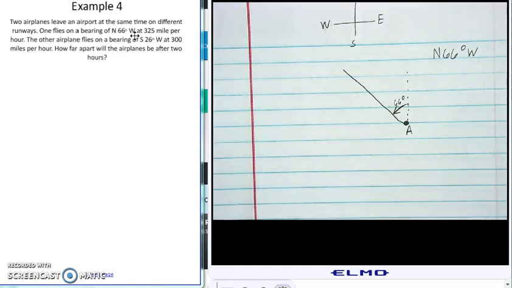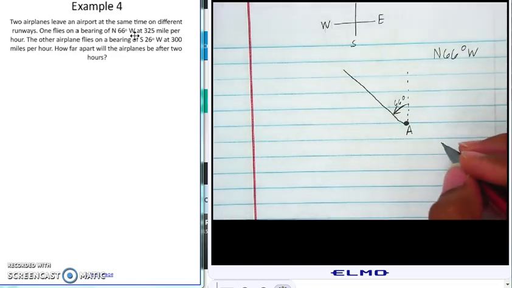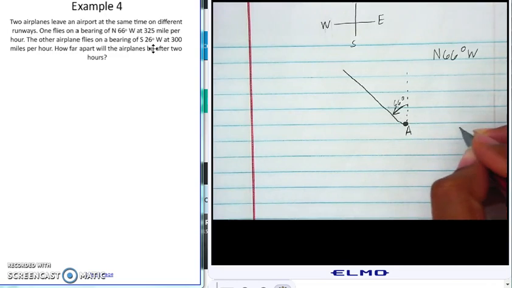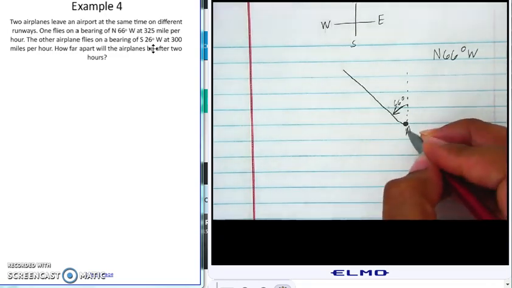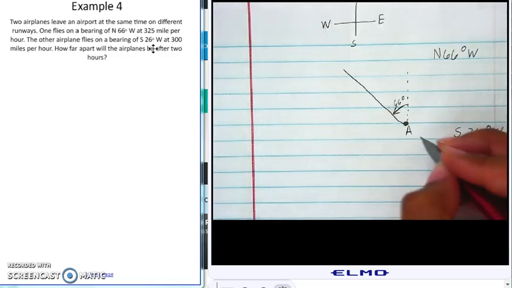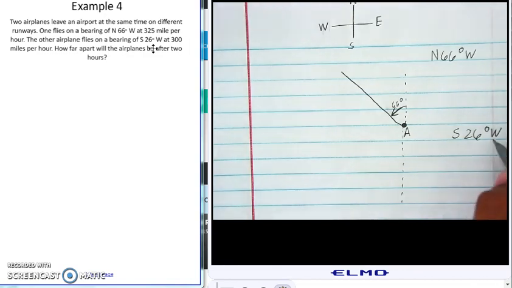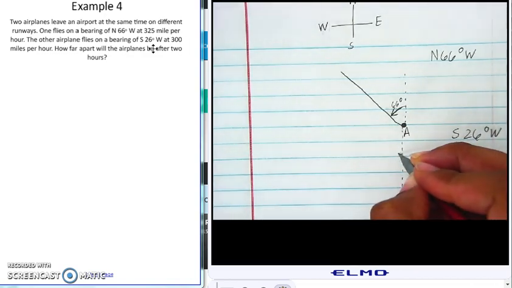But I'm going to go down to the next one, and it says the other plane flies at a bearing of south 26 degrees west. So south 26 degrees west. So again, the first letter tells you the dotted line. So dotted line going down south. And again, we're going west 26 degrees. This is going to be a little bit less, so.